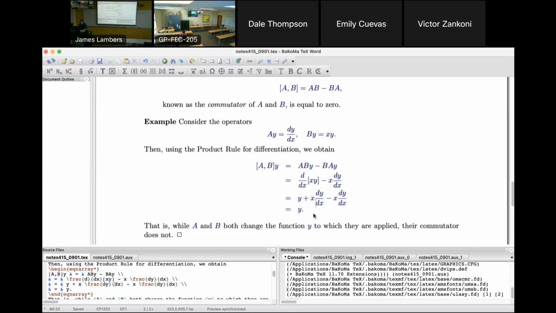Are there any questions up to this point? So in this example, did it prove that it doesn't change it, like every time? It proves that the commutator of these two operators doesn't change the input. Okay. If I throw in different operators A and B, who knows what I would get? So this is just a strange example.